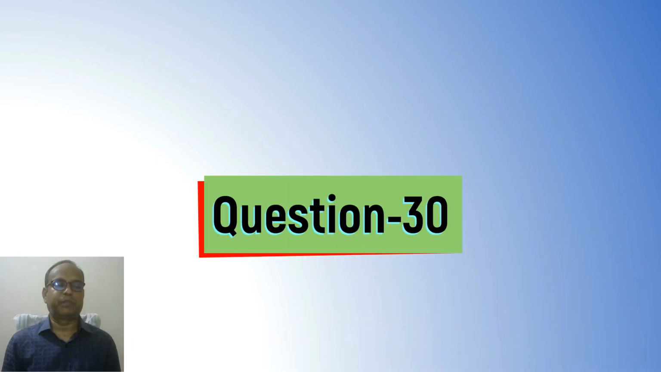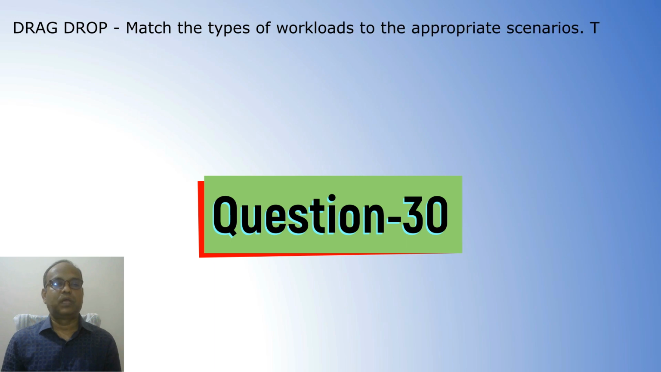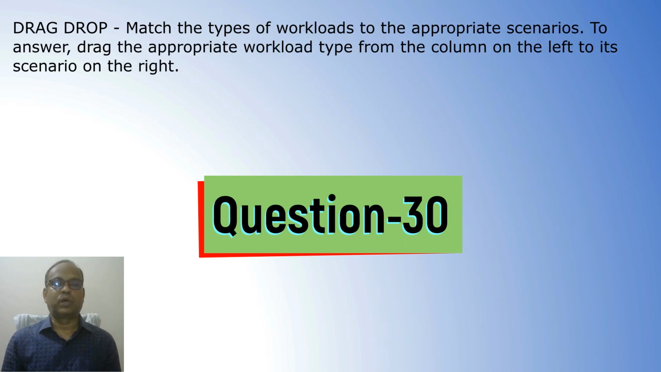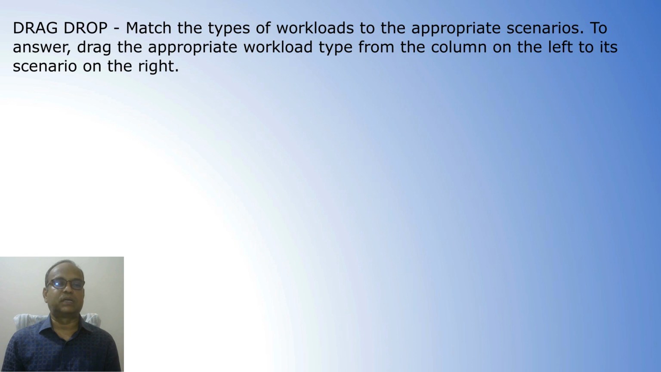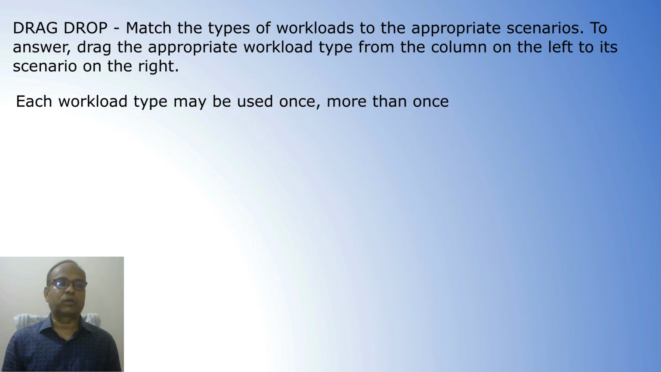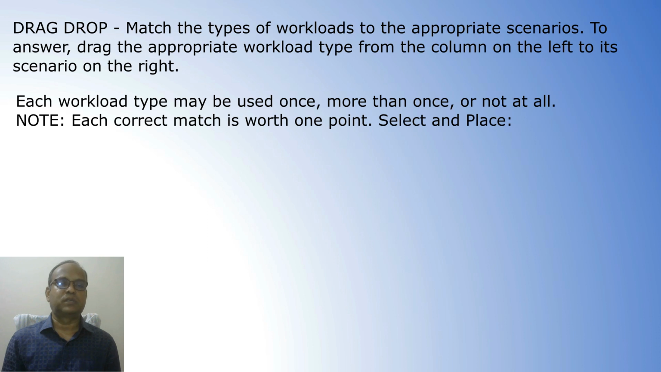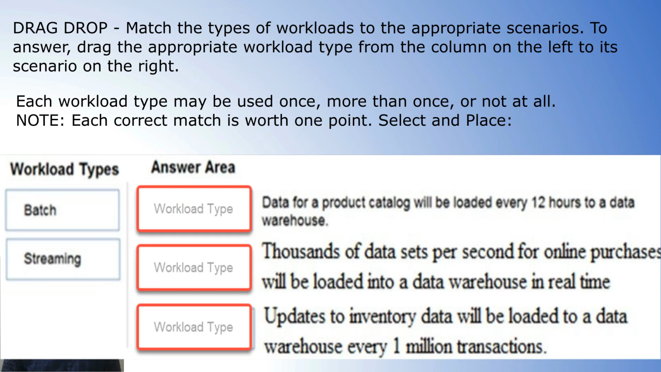Next, question number 30. Drag and drop. Match the types of workloads to appropriate scenarios. To answer, drag the appropriate workload type from the column on the left to each scenario on the right. Each workload type may be used once, more than once, or not at all. Note: each correct match is worth 1 point. Workload types: batch, streaming.